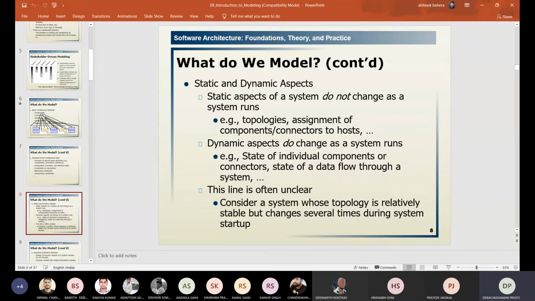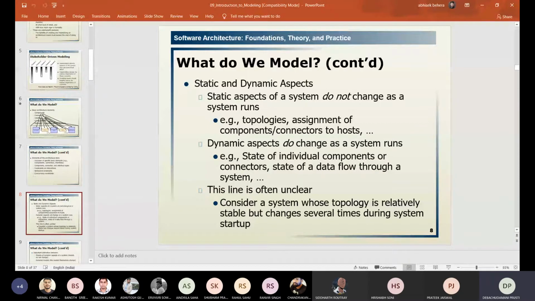And the dynamic aspects do change as a system runs. Once the system has started and the execution of any source program has started, then the dynamic aspect will bring change to the system at runtime. An example of it is the state of individual components or connectors, or the state of a data flow through a system. This line is often unclear.